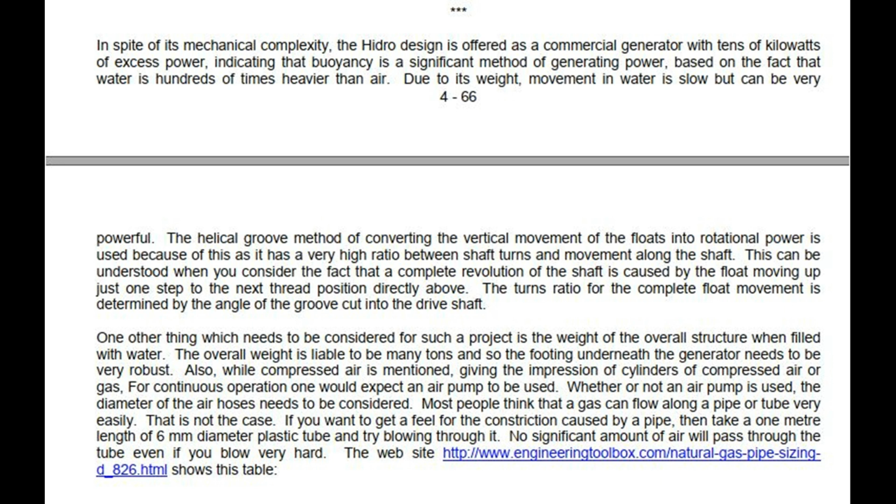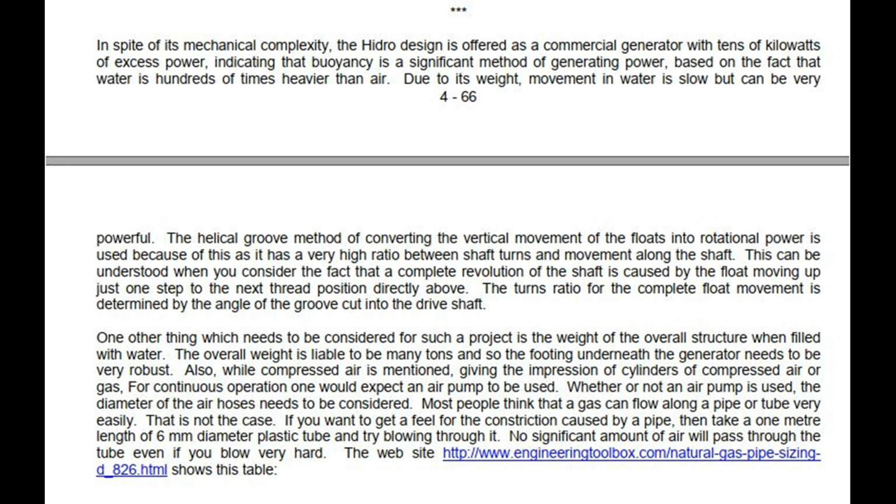This can be understood when you consider the fact that a complete revolution of the shaft is caused by the float moving up just one step to the next thread position directly above. The turns ratio for the complete float movement is determined by the angle of the groove cut into the drive shaft. One other thing which needs to be considered for such a project is the weight of the overall structure when filled with water. The overall weight is liable to be many tons, and so the footing underneath the generator needs to be very robust.